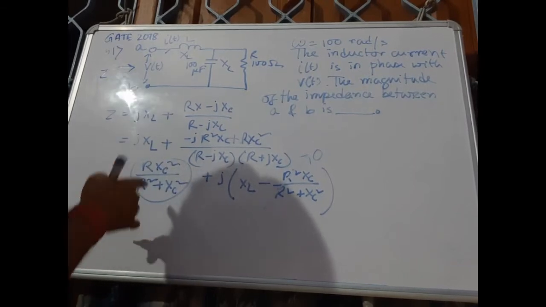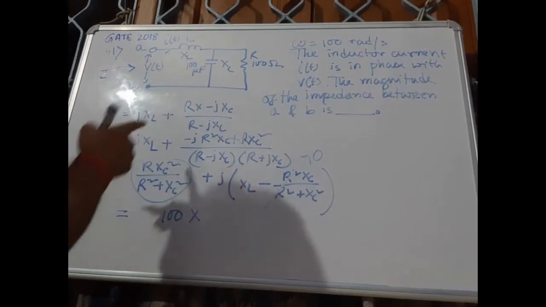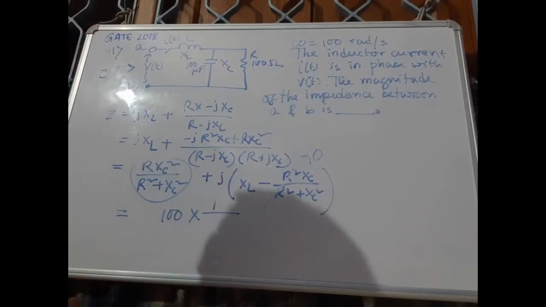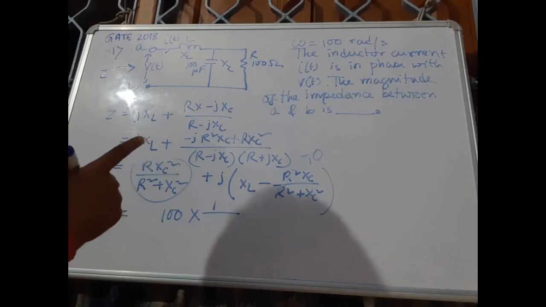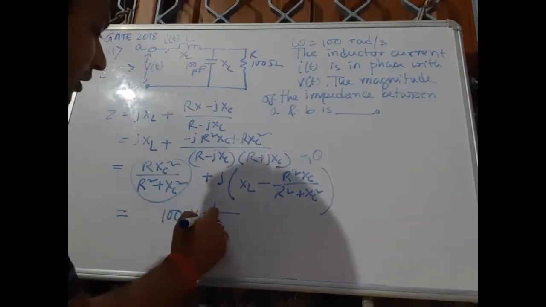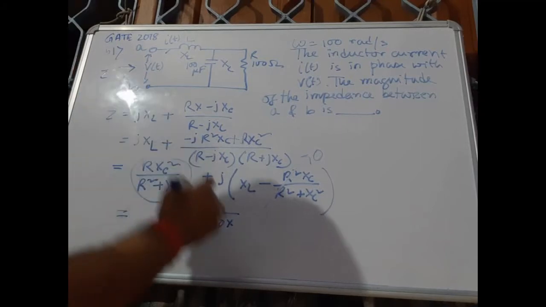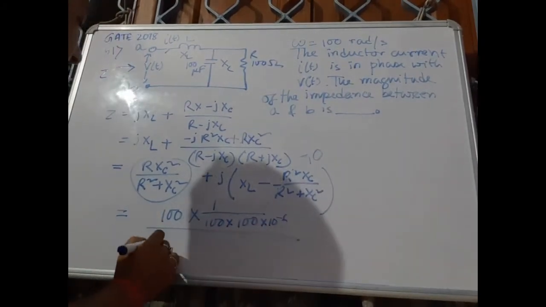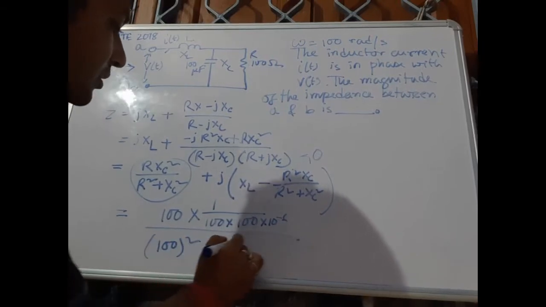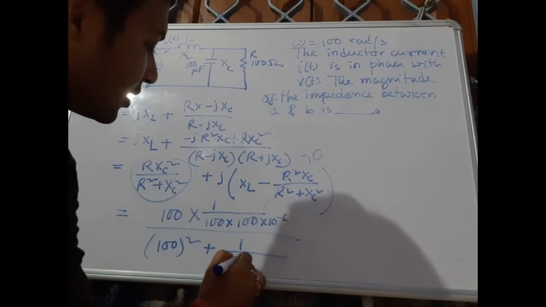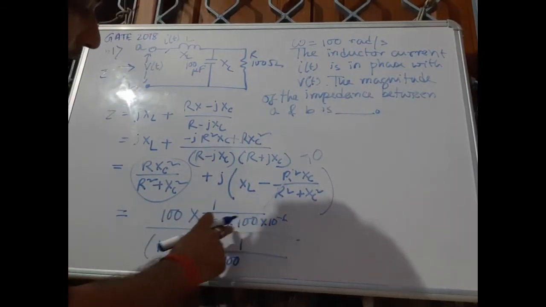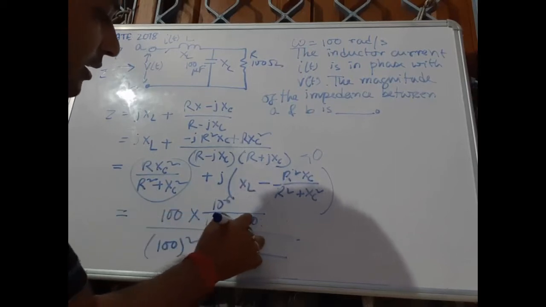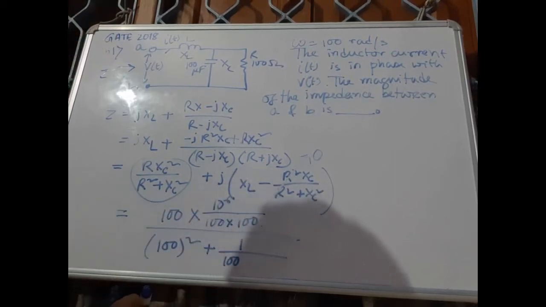So if I put the value of R as 100 into XC, XC will be 1 by omega C. Omega means 100, into C means 100 microfarad into 10 to the power minus 6, right, divided by 100 square plus 1 by this 100. 100 into 100 is 10,000, and if I take this 10 to the power minus 6 here, 10 to the power 6 here, this is 10 to the power 4, and that will be 100.